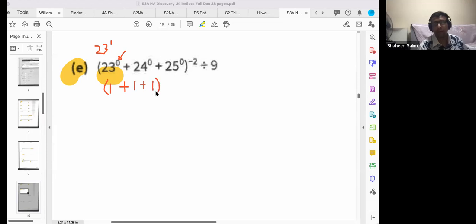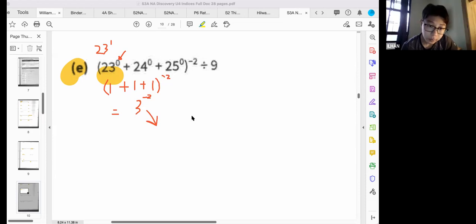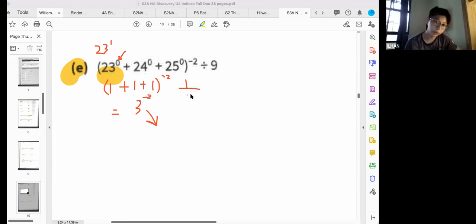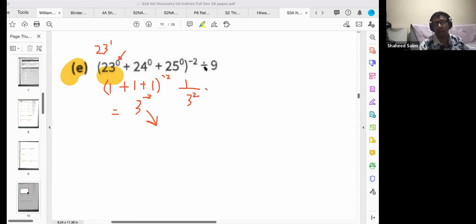So you bracket this one to the power negative 2, no? 3 to the power negative 2, how do you write it? You agree it is 1 over 3 square. So divided, we change divide. This is like divide by 9. So now we change to times 1 over 9. 1 over 9 is also 3 to the power 2. But never mind, you can say 9 and 9. 9 times 9, 81. 1 over 81.